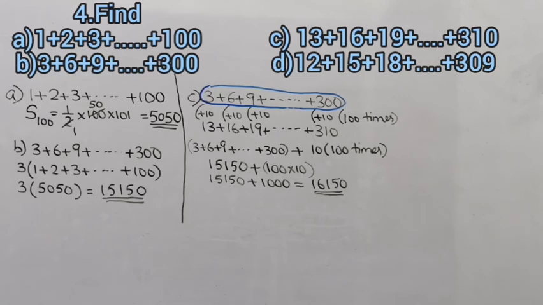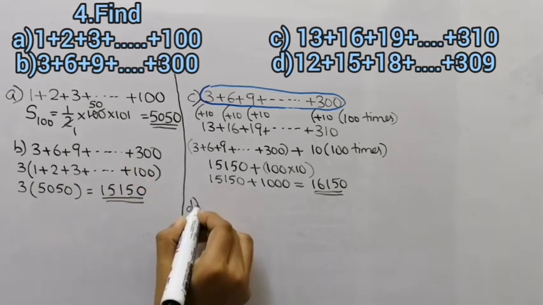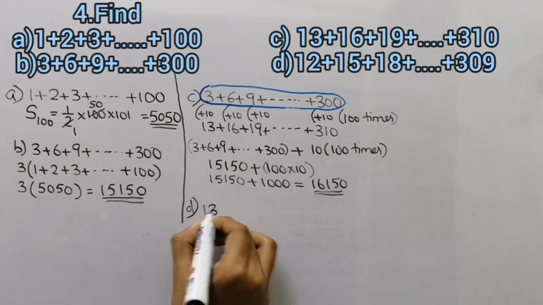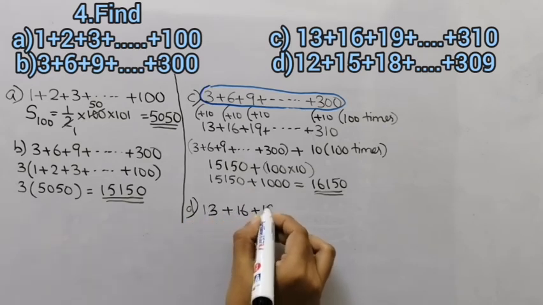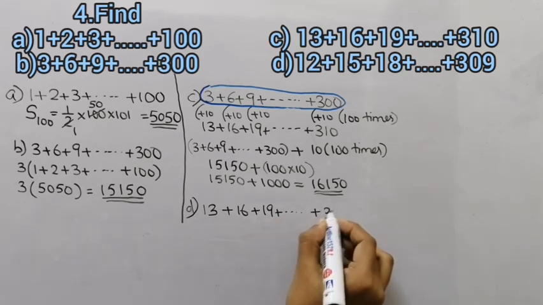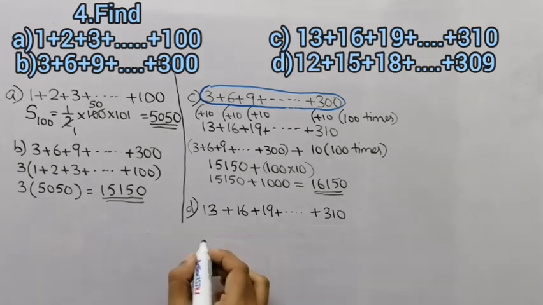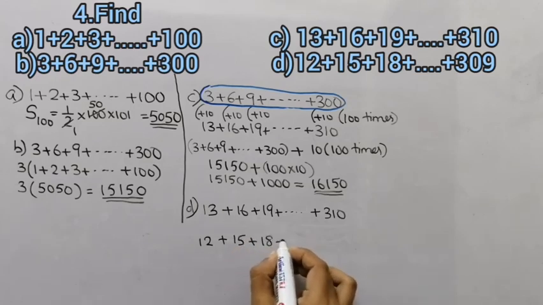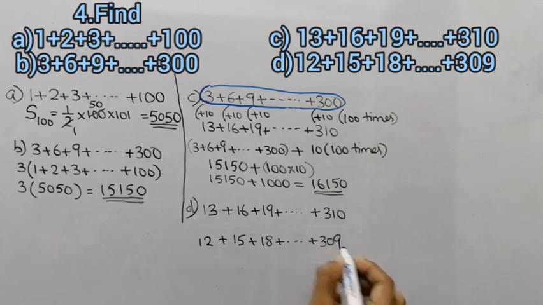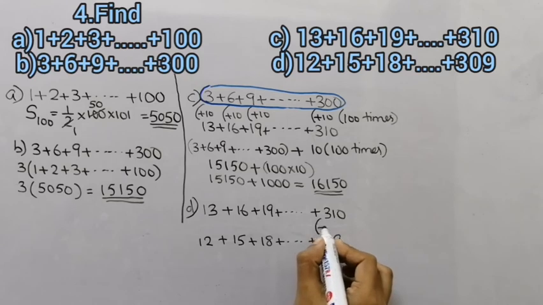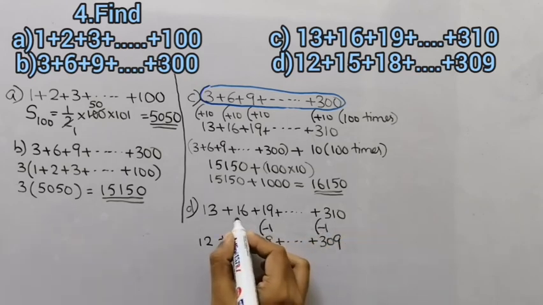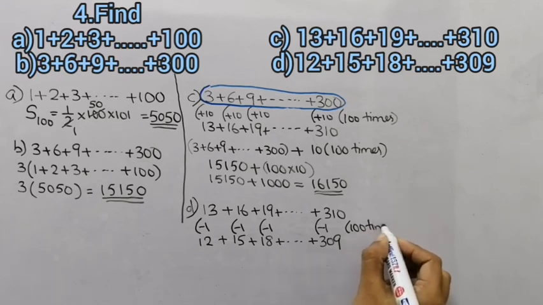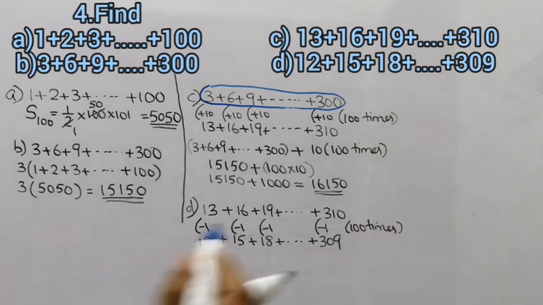Now moving on to the last bit, D bit. For the D bit, I am writing the C bit first: 13, 16, 19 up to 310. Now let us write the original D bit, that is 12, 15, 18 up to 309. So here you can see all the time we are subtracting 1. 19 minus 1 is 18, 16 minus 1 is 15, 13 minus 1 is 12. How many times are we doing this process? 100 times.